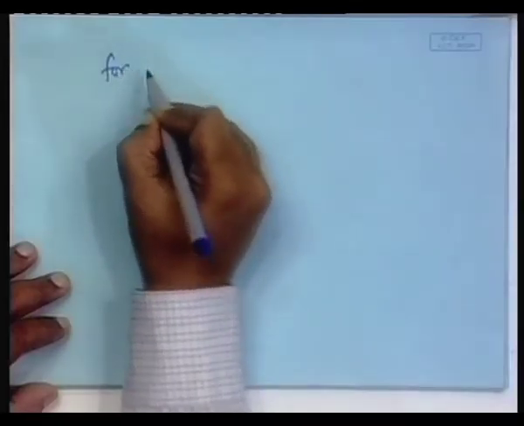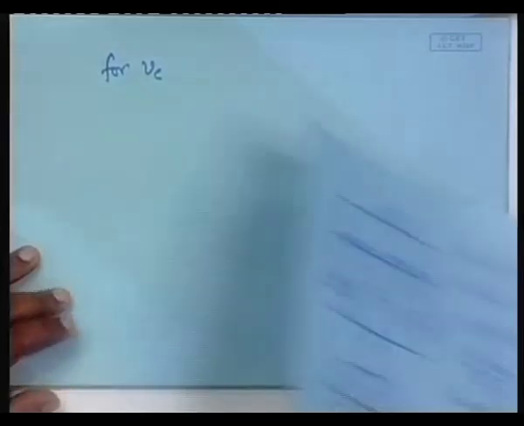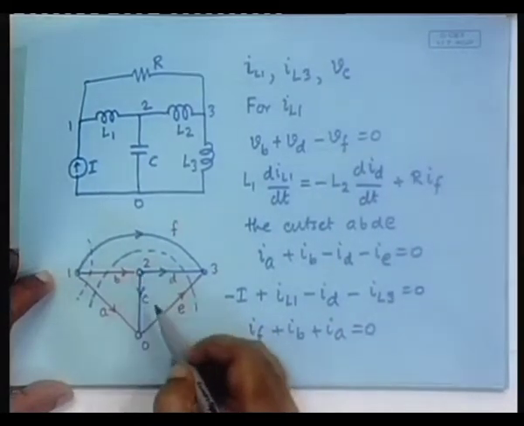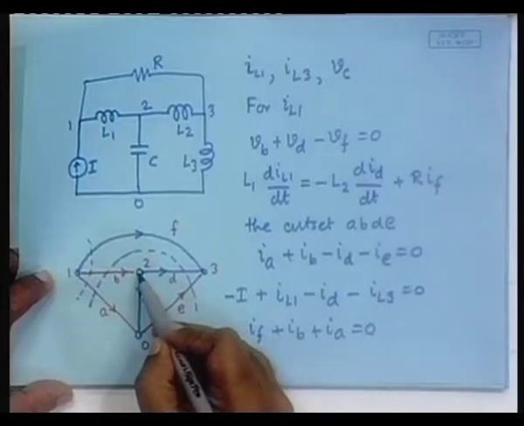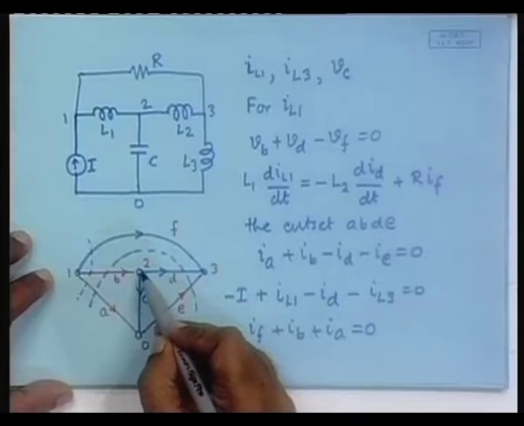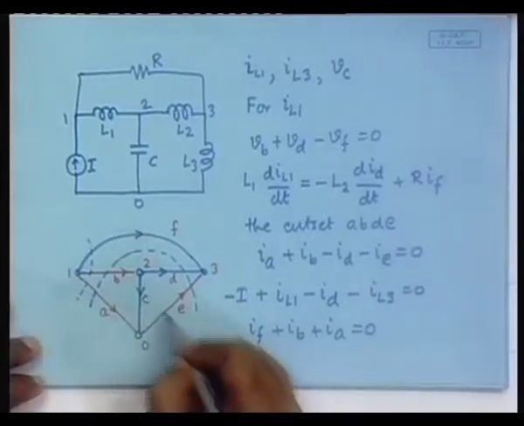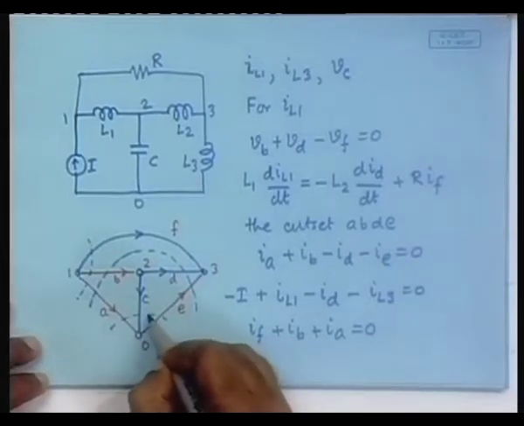And there will be another state variable which is Vc. For it, the equation will be trivial. For Vc, the equation will have to be obtained from where? Containing this, and where is it? Here, this cut set.